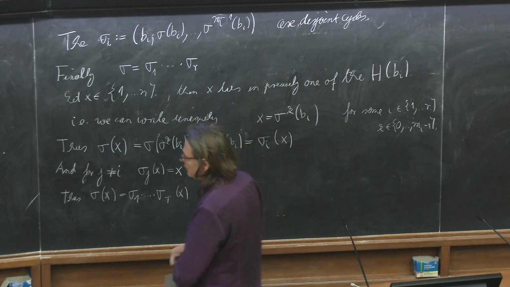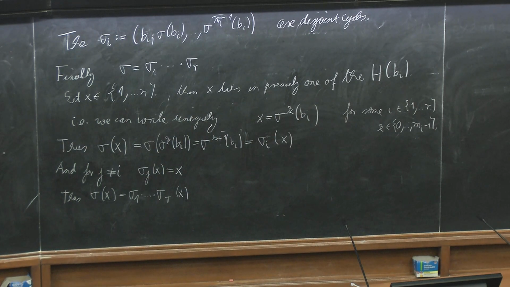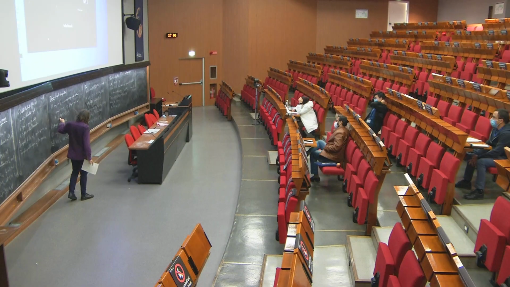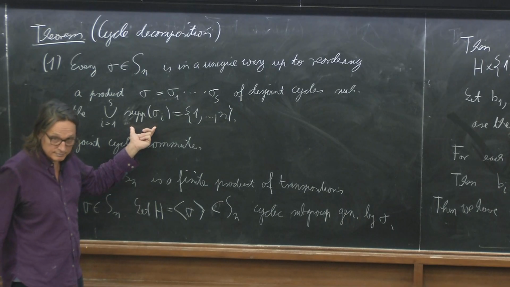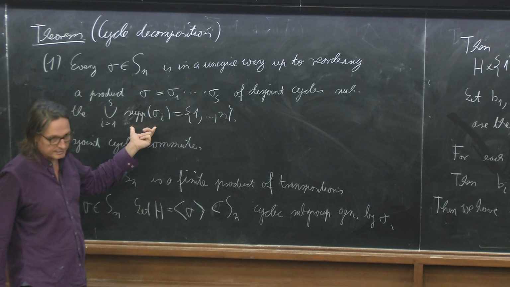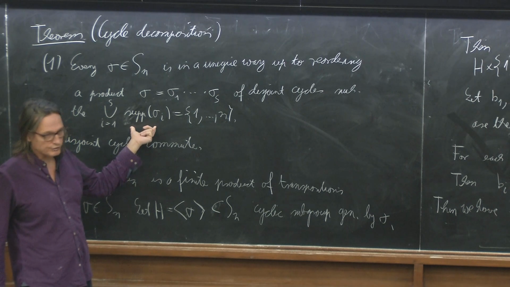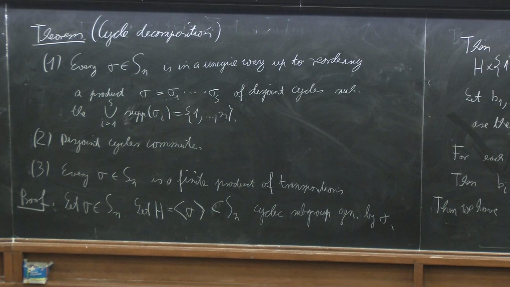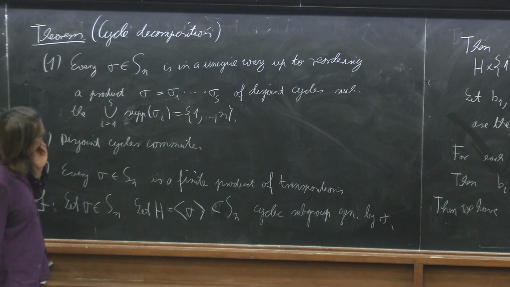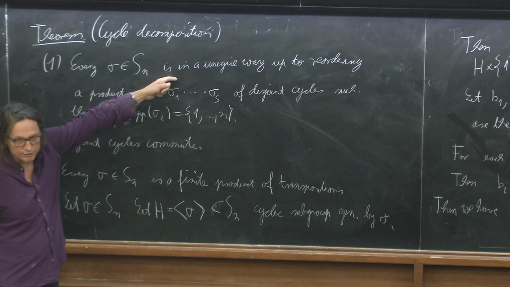So now this basically shows part 1. We have shown that sigma is a product of these disjoint cycles. The union of their supports is, after all, the support of the sigma_i is just the orbit of the action of sigma. So the union of the supports is the union of the orbits, which is the set {1,...,n}. And it's also clear, but I leave it to you to check, that this is unique up to reordering.